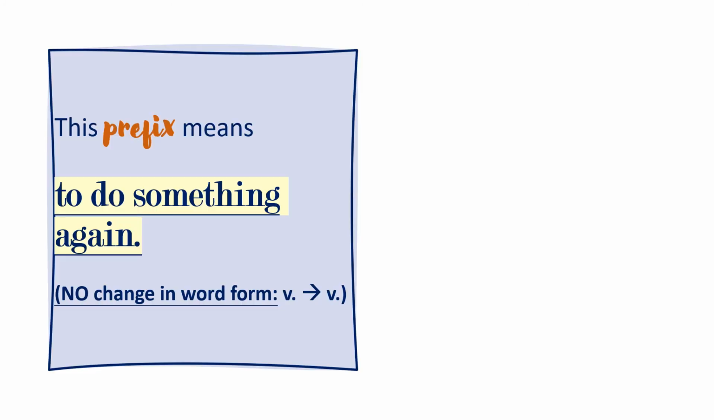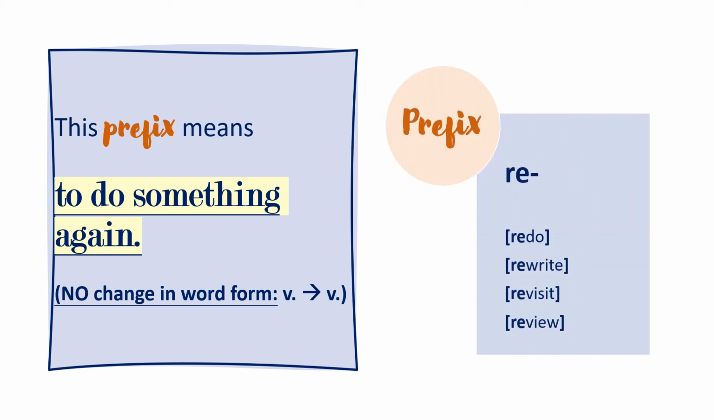After looking at a lot of suffixes which change the form of the root word, let's take a look at some prefixes which change the meaning of the root word. This prefix means to do something again. There's no change in word form when we use the prefix re. Some example words formed by re are redo, rewrite, revisit, and review.